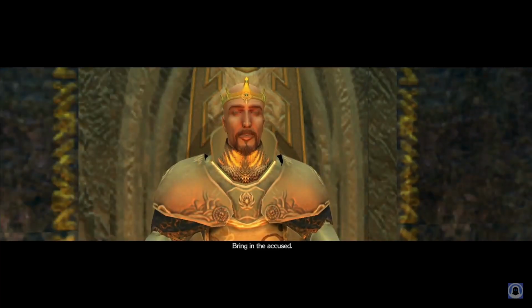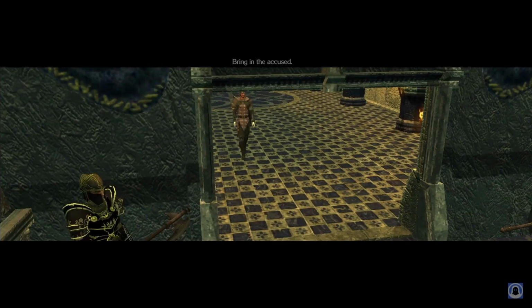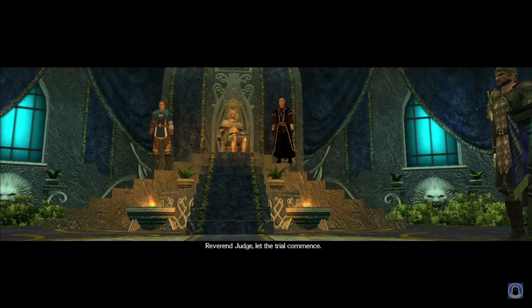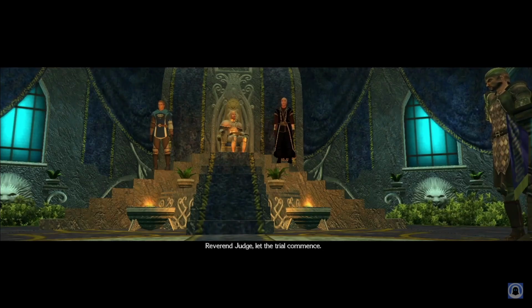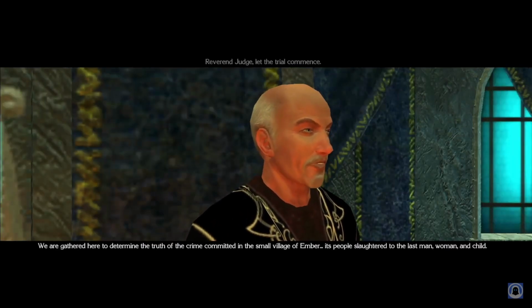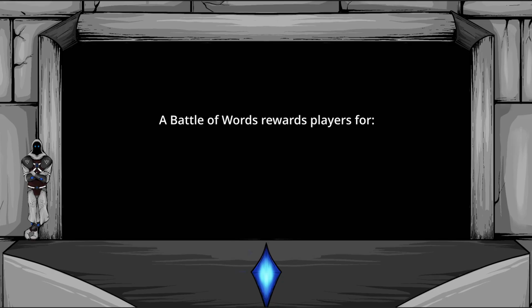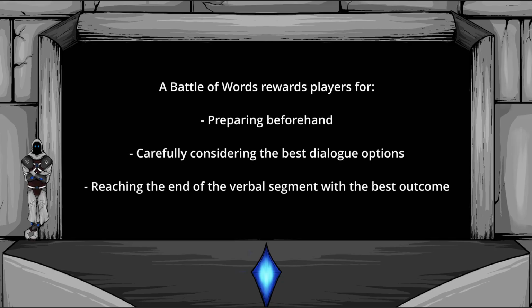If you watched my Neverwinter Nights 2 video, you'll remember the term Battle of Words. It's basically a gameplay segment where a developer decides that the players need to use their wits and a breadth of interesting dialogue options to progress, rather than just brute force. When done well, the player feels rewarded for A. taking the time to prepare for the Battle of Words, B. carefully considering the best dialogue options, C. reaching the end of the segment with the best possible verbal outcome.